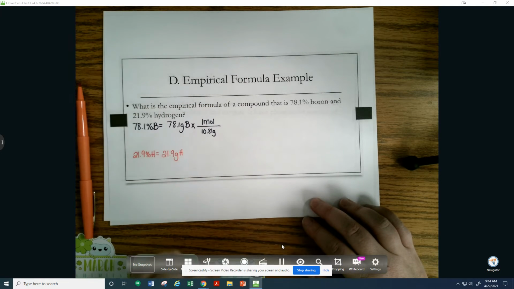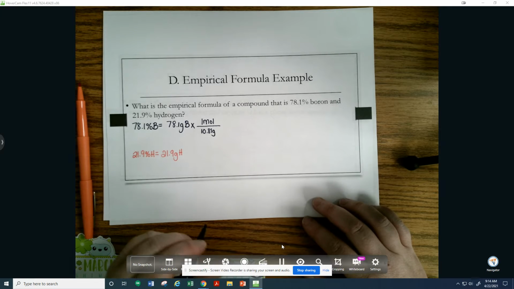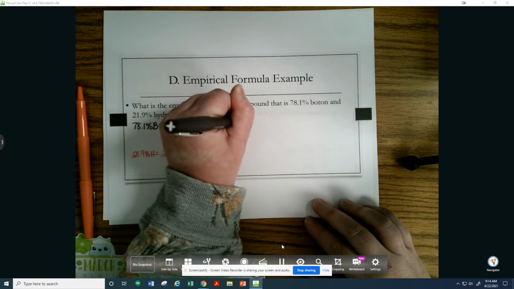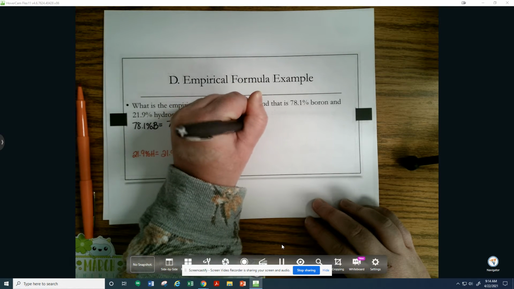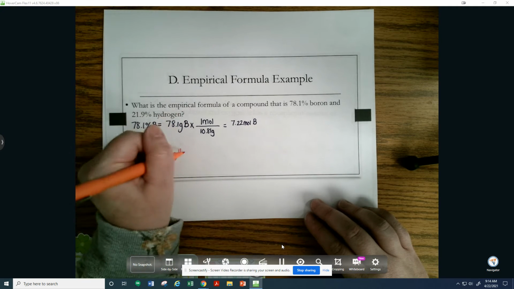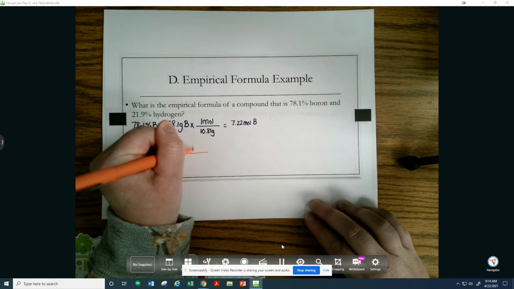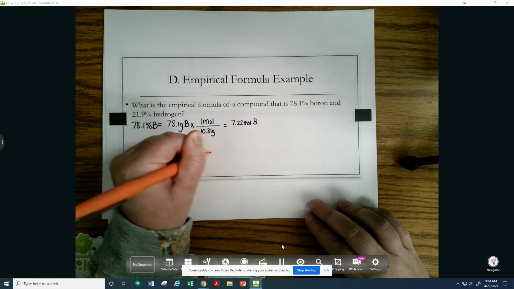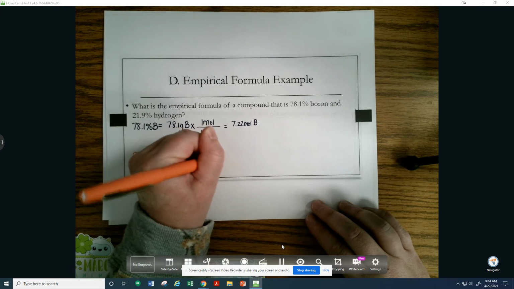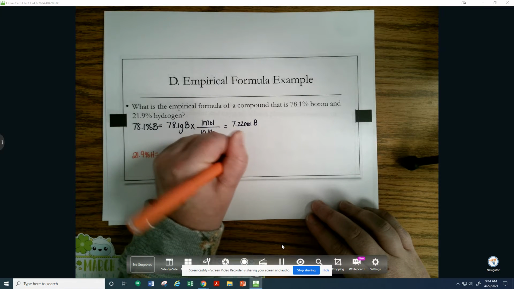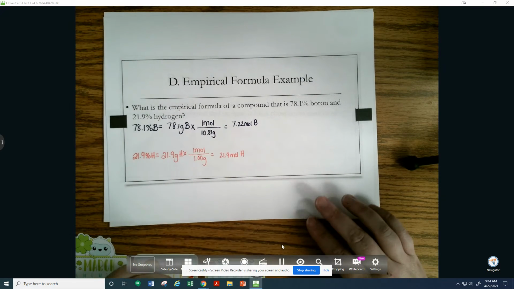So we have 10.81 grams according to the periodic table. And so I'm going to go ahead and write in my answer. So with division, I got an answer of 7.22 moles of boron. Now in the next example, or the other element I should say, same idea, but we're going to substitute in hydrogen's mass of 1. So that one's easy. We get 21.9 moles of hydrogen. So that's mass to mole.